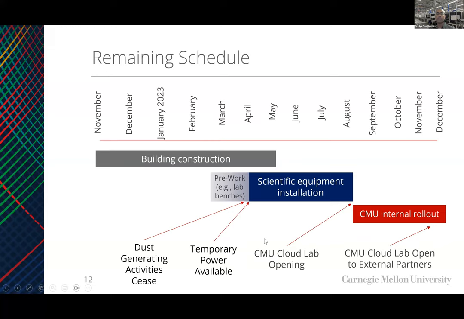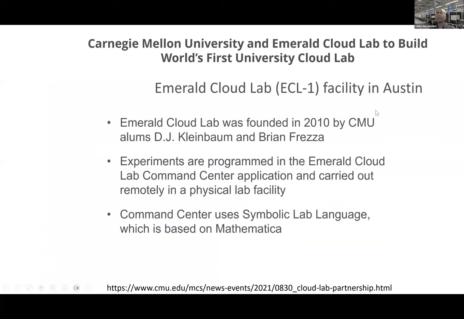So this timeline is an older slide, and again there was construction and delay. The CMU internal rollout is not yet completely ongoing, and the cloud lab will open in January 2024, as of the information from 2 weeks ago. One reason this has taken slightly longer is that the Emerald Cloud Lab, which used to be in South San Francisco, shut down and moved to Austin because they're expanding quite a bit. The old cloud lab was 14,000 square feet, and they're moving to a 102,000 square foot facility in Austin.